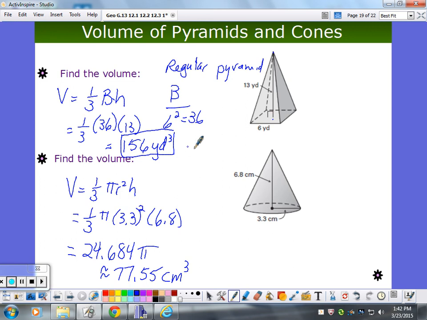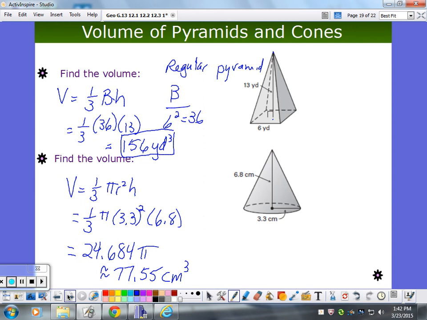Now be careful of what you're doing. If this had wanted surface area, you're going to have to figure out slant height. If they've given you slant height and they want volume, then you need to use a right triangle formula to go figure out what the height is. So always look and see what you have first.